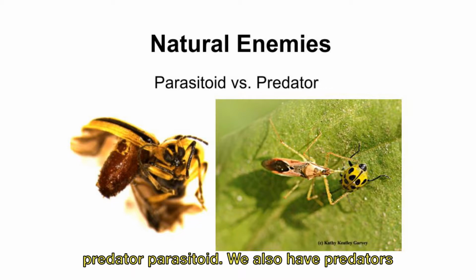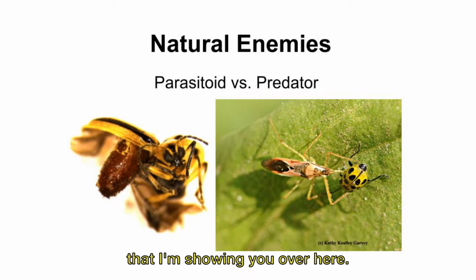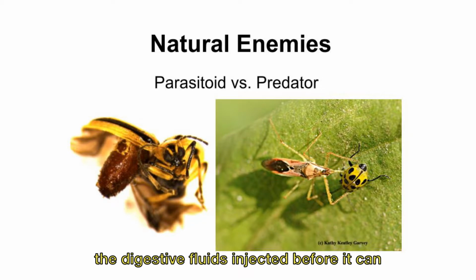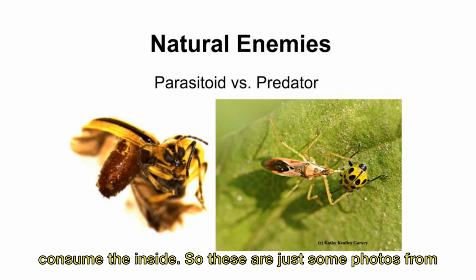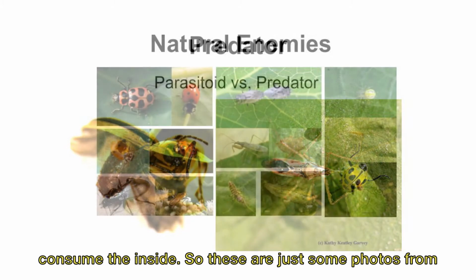We also have predators that I'm showing you over here. In the world of the predators, we have ones with chewing mouth parts and ones with piercing, sucking mouth parts. And the one that I'm showing you here, you can see that it has this piercing, sucking mouth part. It basically stabbed the beetle, and it's now sucking out the juices. Same idea with the digestive fluids injected before it can consume the inside.